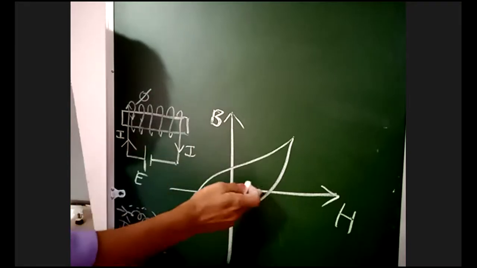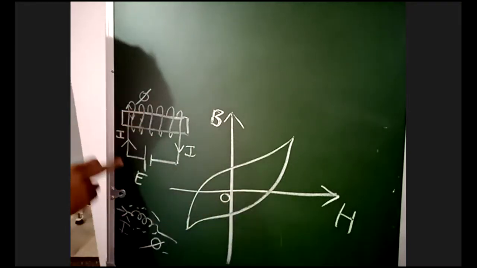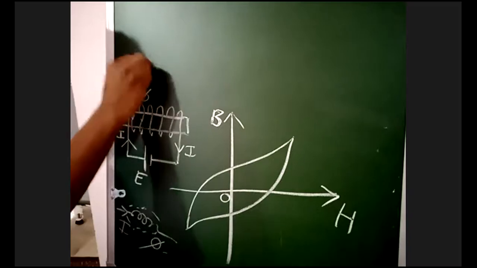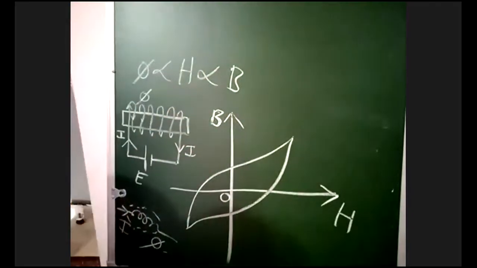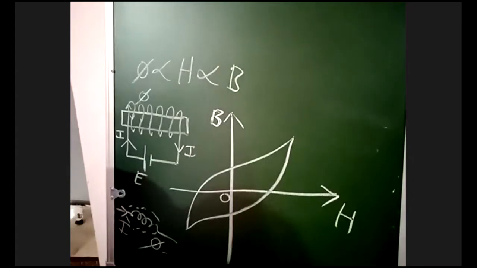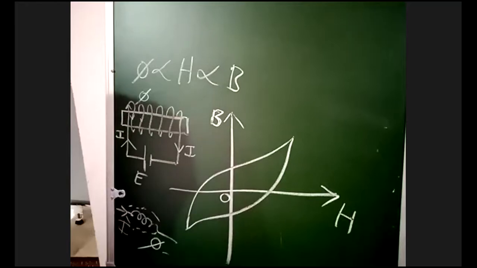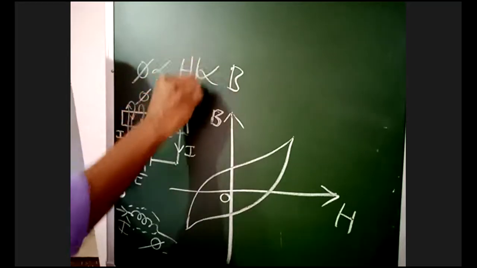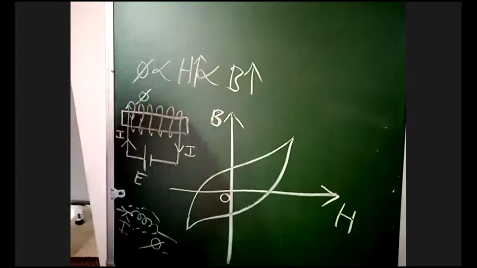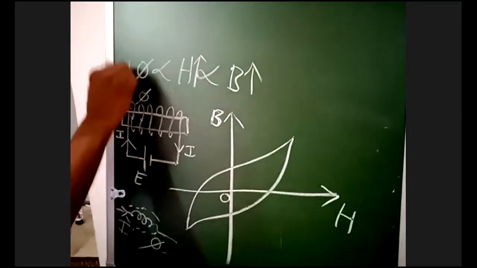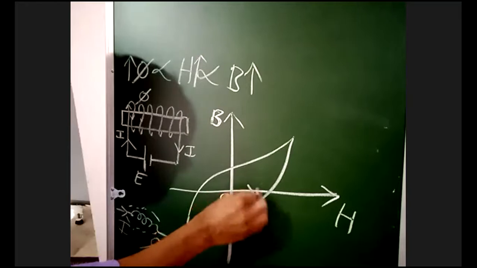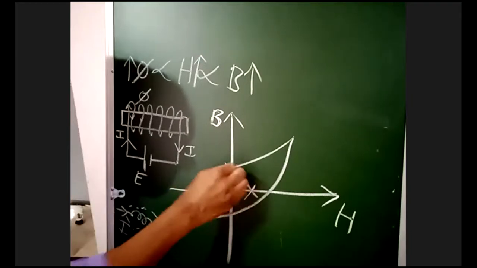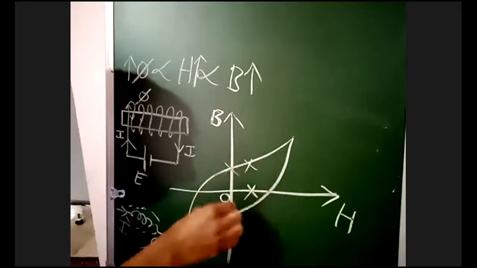And if current is increasing, flux will increase. Phi is proportional to H, H is proportional to B. Phi is directly proportional to magnetic field intensity and magnetic flux density. Now, if phi increases, what happens? H increases, B also increases. Now I will take H this value and B this value. Okay, this point you take.